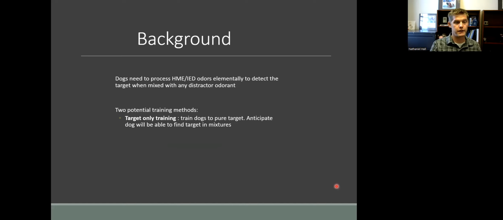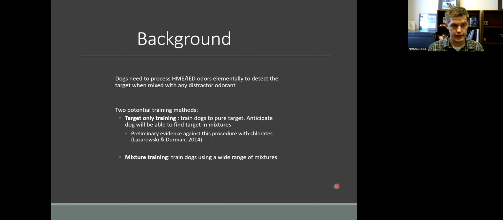One potential training method might be to train the dogs to a very pure form of the target itself. So for something like an ammonium nitrate mixture, perhaps we can train the dogs specifically to the ammonium nitrate. And if we get the dogs to detect that very nice ammonium nitrate, then perhaps through elemental processing of complex mixtures, the dogs would be able to recognize this ammonium nitrate in all of those mixtures and respond. There is preliminary evidence against this procedure with the chlorates, because Dr. Lazarowski and Dr. Dorman demonstrated that this did not work very well for chlorates.